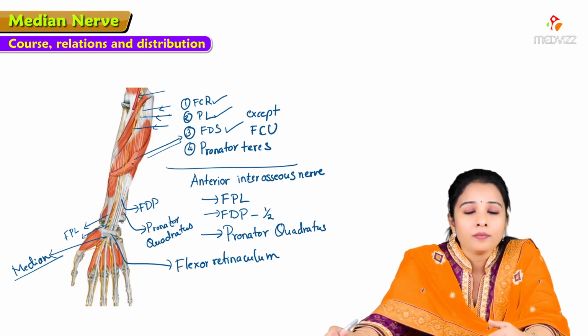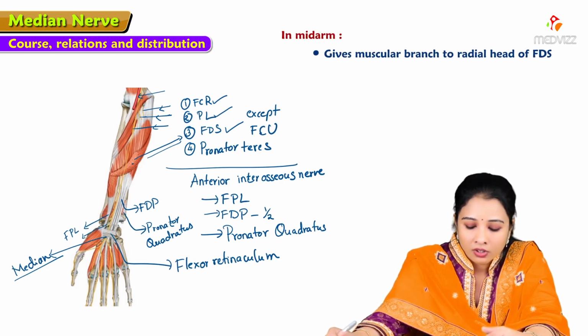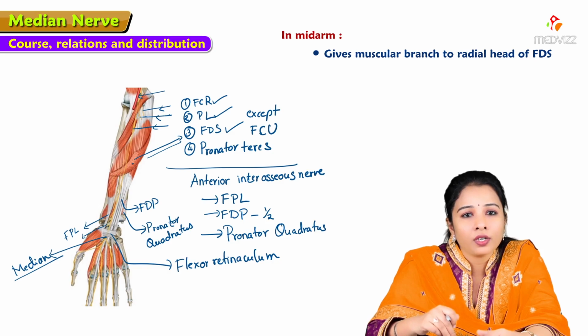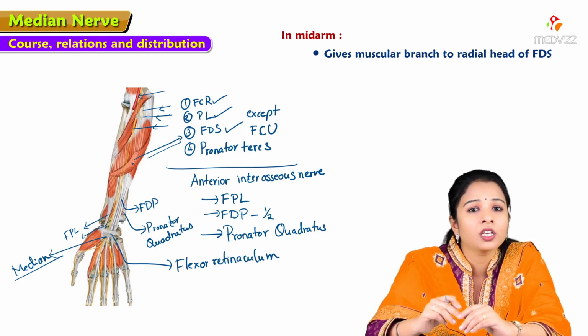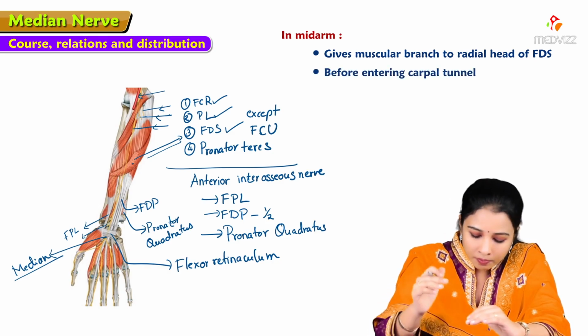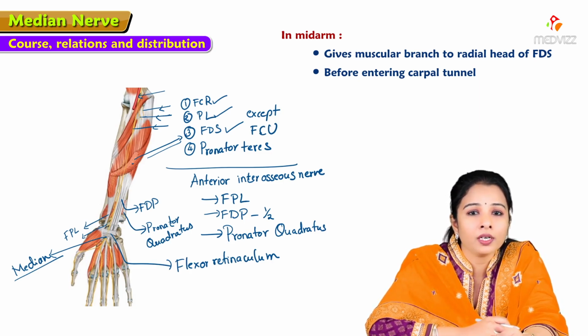In the mid-forearm, the median nerve gives muscular branches to the radial head of flexor digitorum superficialis. So in the mid of the forearm, it gives muscular branches to the radial head of flexor digitorum superficialis before entering beneath the flexor retinaculum, that is called as carpal tunnel.